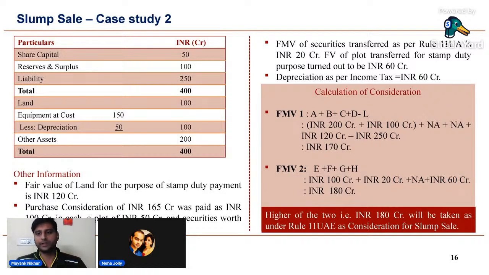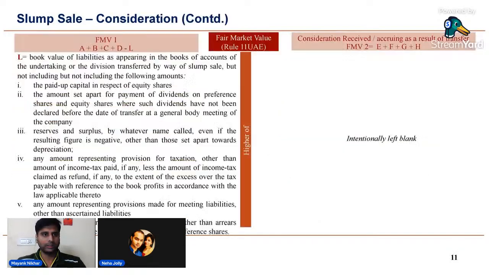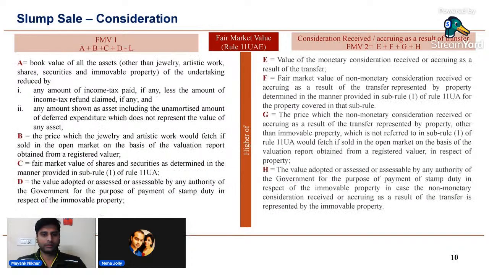Now depreciation as per income tax is 60 crore. This is also accumulated depreciation throughout the year. So what will be the fair market value? It is the higher of FMV 1 and 2. So A, B, C, D, and L. I'll take you back to what A was. A was book value of all assets other than shares, securities, and immovable properties. So what is there?